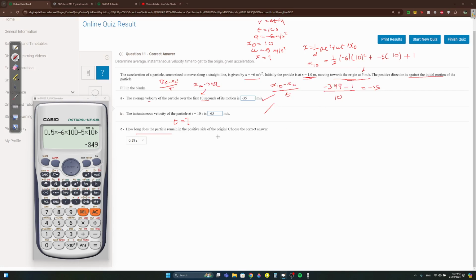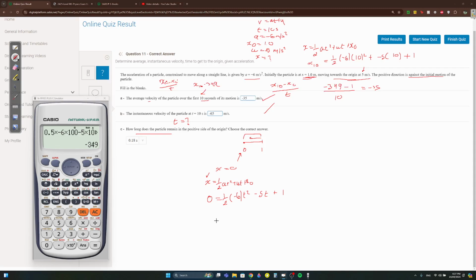When we want to find the time, let's say this is the origin O, and this is where we are now at 1 meter. We're moving like this. We want to find how long it stays on this positive side. Once it reaches the origin O, that means x is equal to 0. So you can just substitute x equals half at squared plus ut plus x node. We know x is equal to 0. With the acceleration, -6, time squared, we don't know. U is -5, t again, plus x node, which is 1.